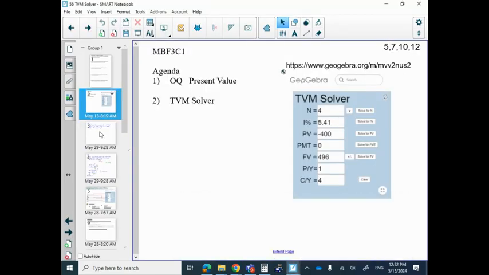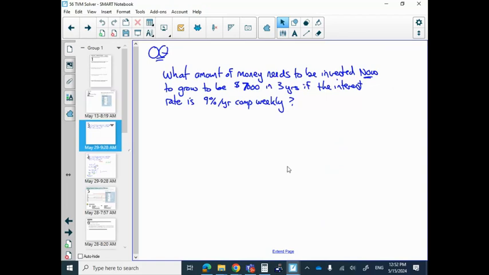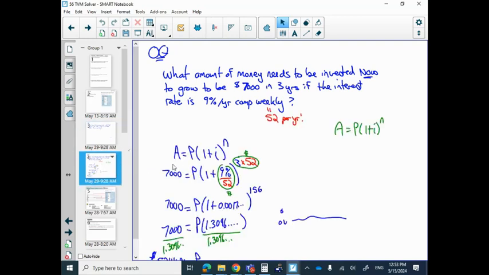So let's get started. Before we get to the new part of the TVM Solver, let's do a review activity. So press pause and give that a try. Figure out how much money needs to be invested now to grow to be $7,000 in 3 years if the interest rate is 9% per year, compounding weekly. Okay. So go ahead and press play. If you've pressed play, we're good to go now.